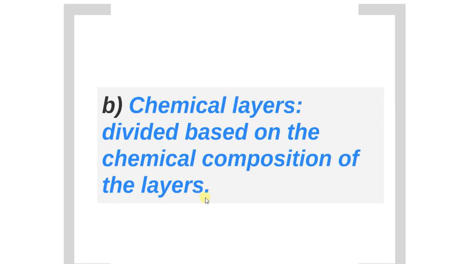Now we also have a way to designate them, the chemical layers. They're divided based on the chemical composition of the layers. This is probably what you learned in elementary school. This is the different breakdown that you're used to: our mantle, core, and crust.